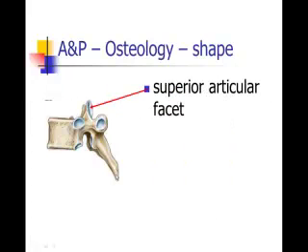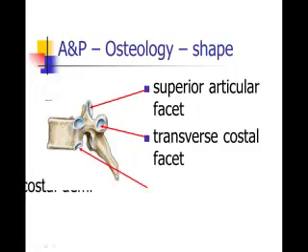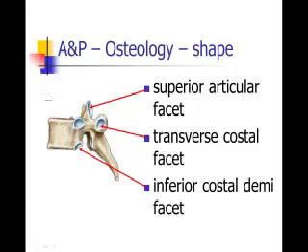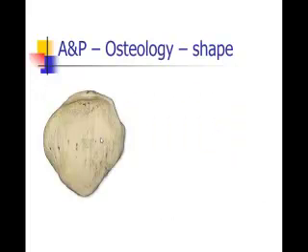There's the superior articular facet, transverse costal facet, inferior costal demifacet. What does demi mean? Anybody know? Right, half. So it's half of a facet. And what happens is the head of the rib comes in and articulates right here, and half of the rib's head touches here, and half touches on the inferior demifacet of the vertebra superior to this one.